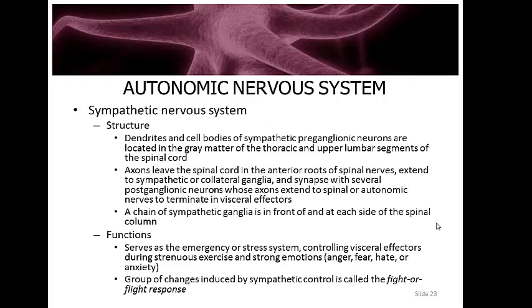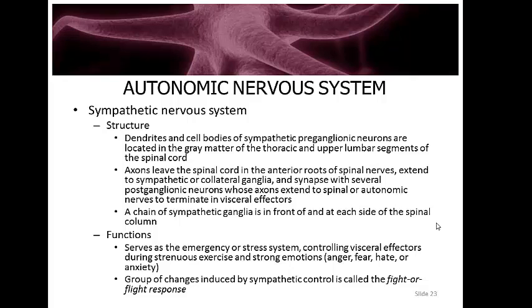The sympathetic nervous system structures include dendrites and cell bodies. What happens in this case is the axons leave the spinal cord in the anterior roots of spinal nerves, and they extend to what are called sympathetic or collateral ganglia, and they synapse with several postganglionic neurons, whose axons then extend to the spinal or autonomic nerves to then finish in the visceral effectors.